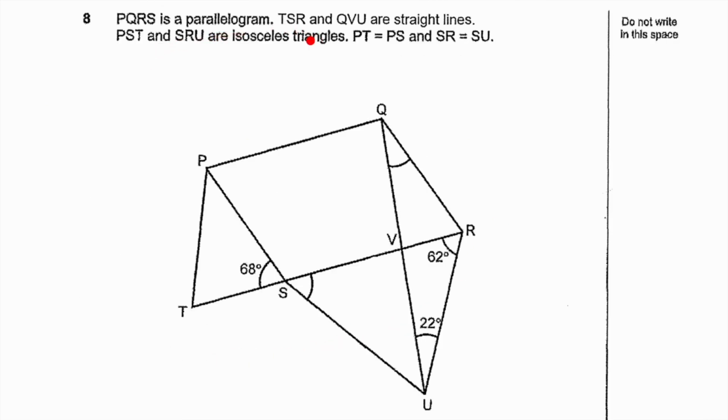PQRS is a parallelogram. TSR, QVU, straight lines. We've got, definitely annotate this in case you have isosceles triangles, yeah, and you do actually. So let's do the annotation. We've got PT equals PS here, 68, which means the base angles are the same. Next, we've got another pair of equal lengths, which means if this is 62, this is 62 as well, okay? And we've got parallel lines here.